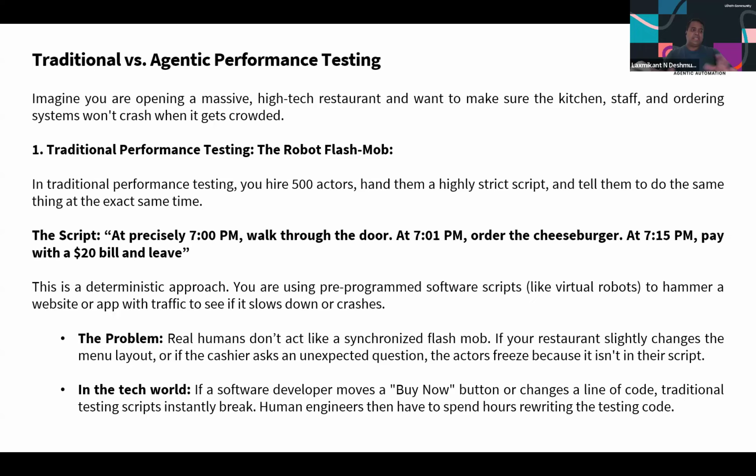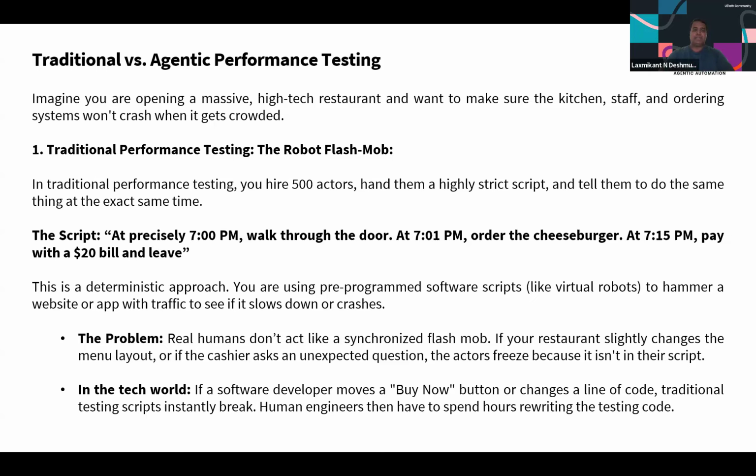So what is the difference between agentic performance testing and traditional performance testing? For traditional performance testing, imagine a scenario where we are opening a massive high-tech restaurant, and we want to make sure that the kitchen staff and ordering systems won't crash when it gets crowded. If we adopt traditional performance testing, we have to hire multiple users and hand them a particular script that they have to follow precisely.